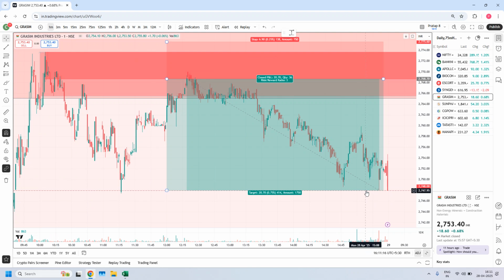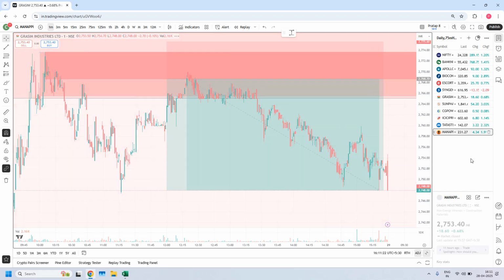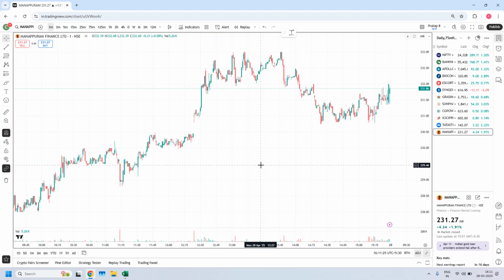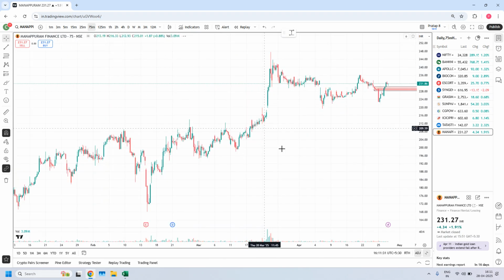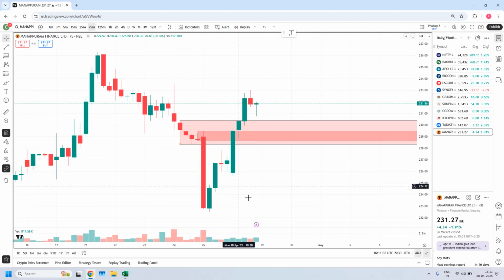Okay, this is about Grasim and remaining stocks. Let me quickly show you, but one stock is violated. That is Manappuram. We know that the zone will be violated. Manappuram is a 75 minutes high liquidity supply zone. The failed ERC drop candle, from a dynamic viewpoint, is a leg in. You have 4 base candles and a drop candle.